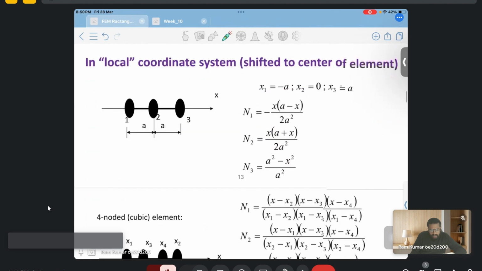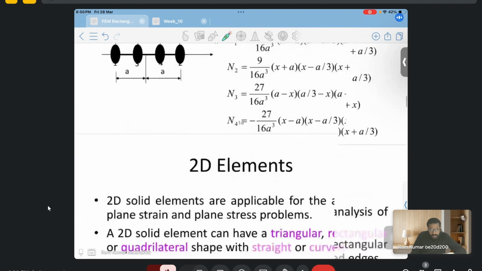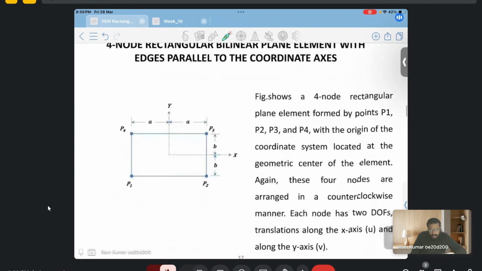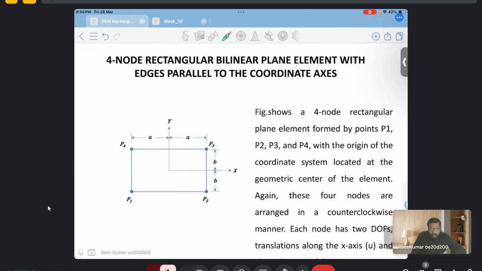Okay, done. This is not required. Or should I explain that? Deepak, do you know how to find the shape function for a triangular element? Yes, sir. Okay, then we will go to quadrilateral, I can do it. No issue. Okay, you can do that also.